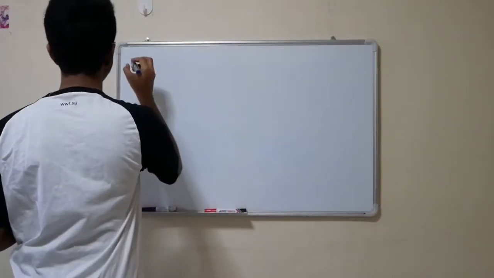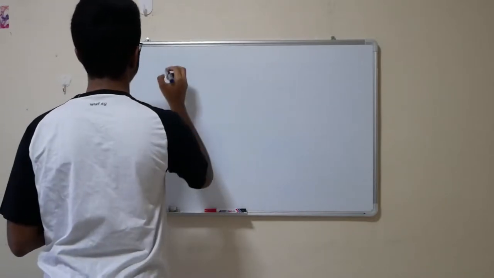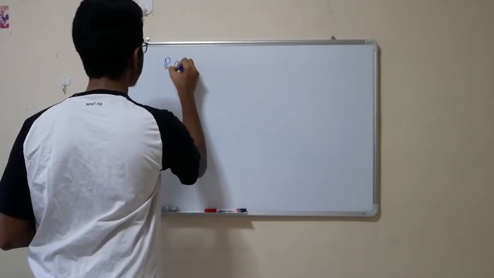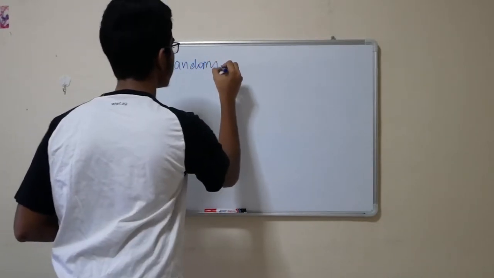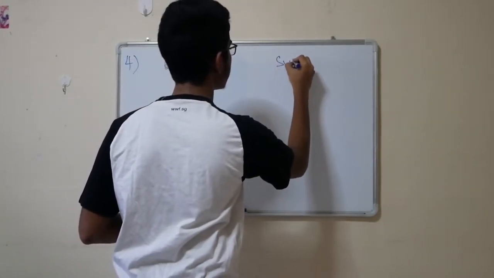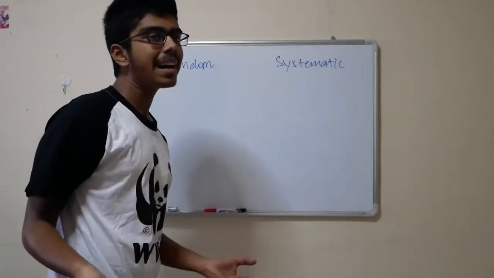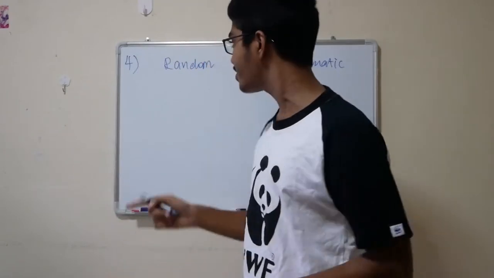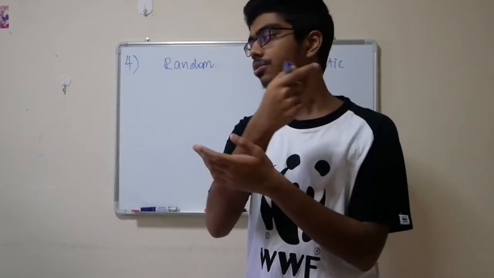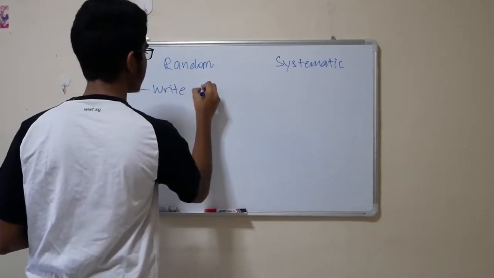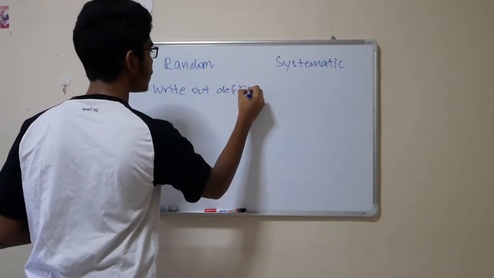Guys, concept number 4 is very important. Cambridge loves to test this question. Distinguish between random and systematic errors. Now what do you do? They give you 2-3 marks and you're wondering what should you put in your answer. Number one, if you guys don't want to do much, simple, just write out the definitions.